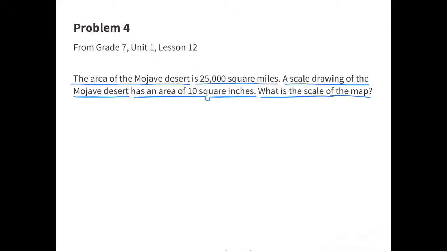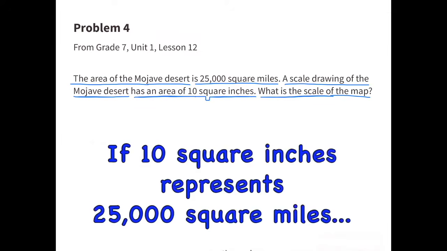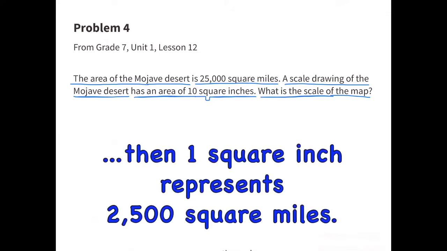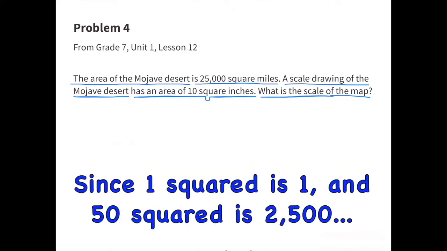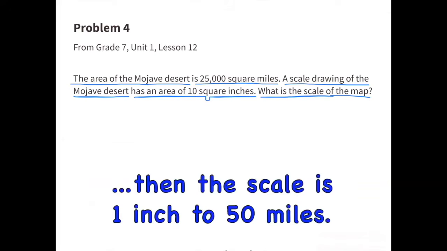Number 4. The area of the Mojave Desert is 25,000 square miles. A scale drawing of the Mojave Desert has an area of 10 square inches. What is the scale of the map? If 10 square inches represents 25,000 square miles, then 1 square inch represents 2,500 square miles. Since 1 squared is 1 and 50 squared is 2,500, then the scale is 1 inch to 50 miles.